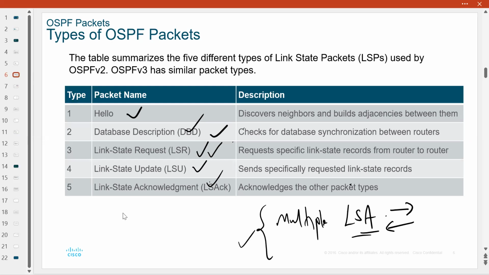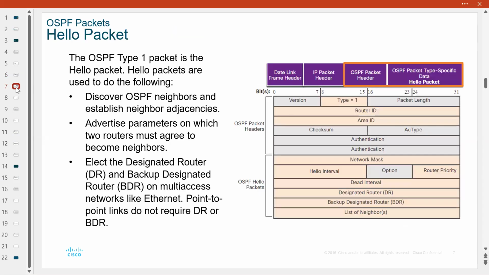Right, moving on. Let's go to slide number 7. Here is the structure of the yellow packet. The OSPF type 1 packet is the yellow packet. It is used to discover OSPF neighbors and establish neighbor adjacency. Do I not discover who my neighbor is, which router is my neighbor? Once I know who my neighbor is, I establish adjacency, how are you? Adjacency established, then we start sharing information.